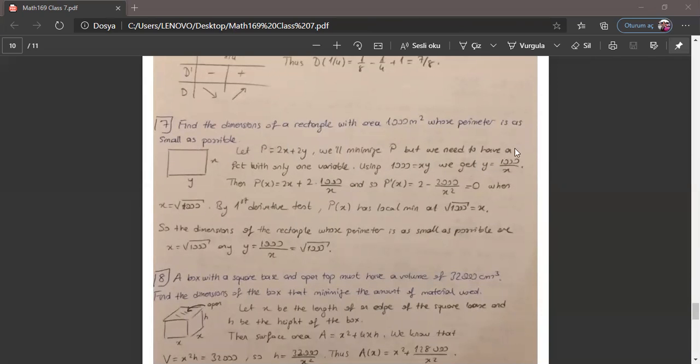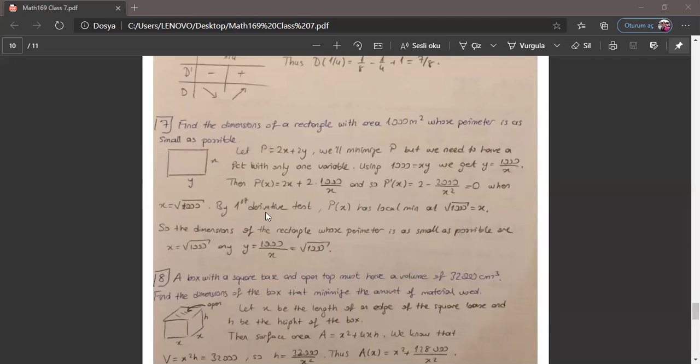We just write y equals 1000 over x. It's not important. You can write x equals 1000 over y and find a function in terms of only y. The important thing is to have a function with only one variable. So here we have this function. We find its derivative and equalize it to 0, get the root, and by the first derivative test at this root, this function P has a local minimum.